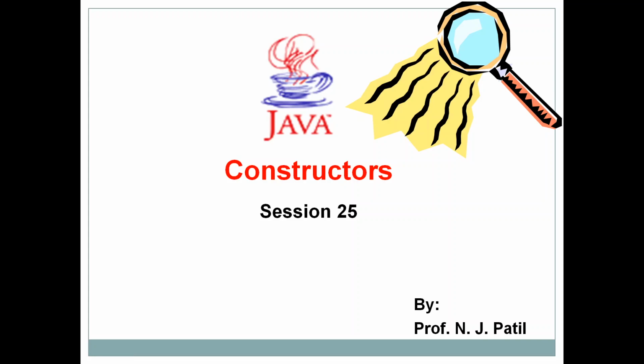As we know, a class contains data fields and methods. Apart from data fields and methods, a class may also contain what are called constructors. Constructors are usually used to assign values to the variables which are declared inside the class. So let's start with the constructors.